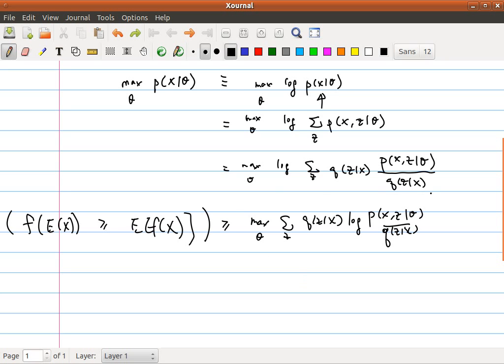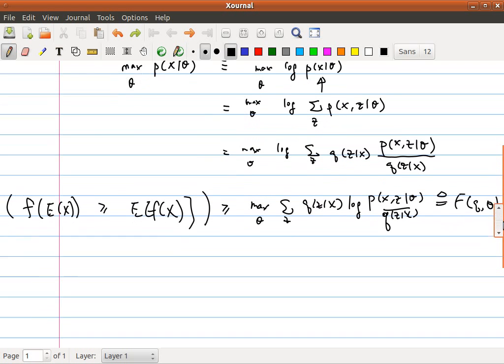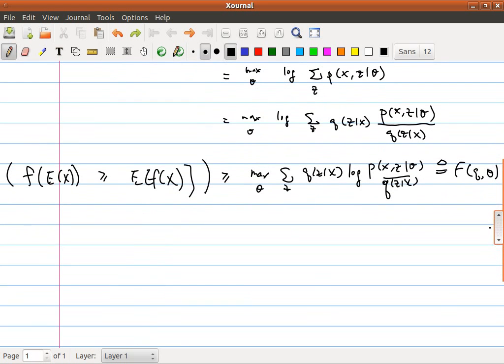So okay, then we basically have something like this. This is the problem we're trying to solve, and we'll call this objective function F(Q, θ) here. Basically, the EM algorithm is nothing but an iterative algorithm trying to alternately maximize the arguments Q and θ. Thus, we have two steps.